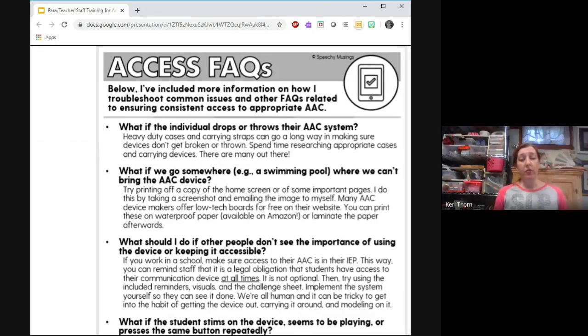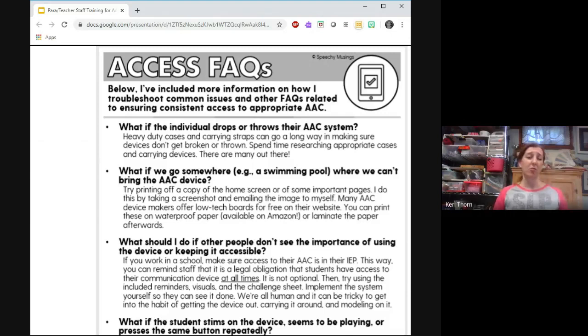Again, what do we do if a student drops or throws their AAC system? I know it's hard. We do have kids with really challenging behaviors, but on one side, the cases are generally very strong and sturdy. It doesn't mean that they're impossible to break, because they have been, but they're generally pretty secure. We want to look at what's causing the student's behavior, for why they are throwing the system. Is it that they're just mad in general, or is it something about the device that is frustrating them?